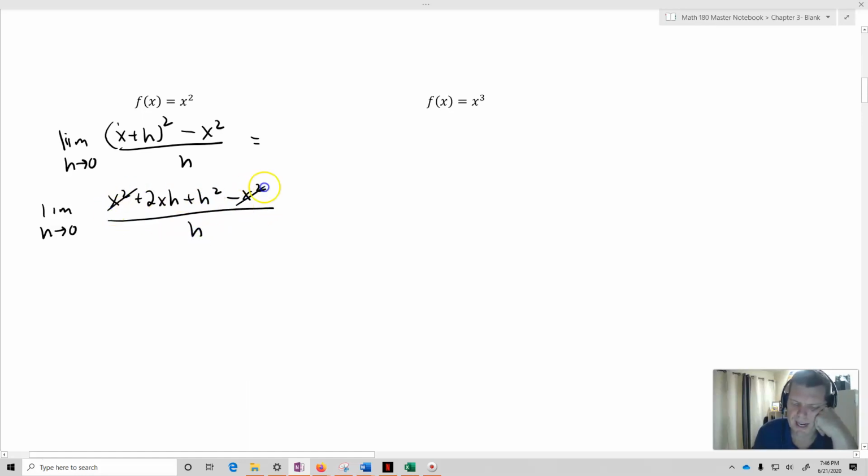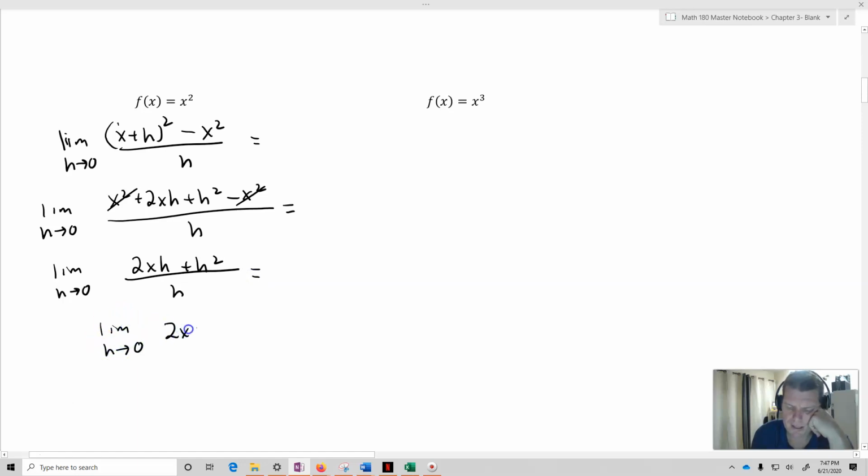And notice that my x squareds cancel out, right? We've probably seen that quite a lot, that those things that don't have the h in them should cancel if we actually have a derivative. So this is going to end up equaling the limit as h approaches 0 of 2xh plus h squared over h. And so that's going to be the limit as h approaches 0 of 2x plus h, which is just 2x. Okay, that's cool.